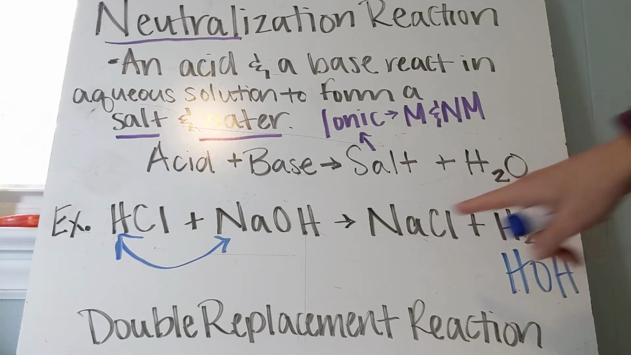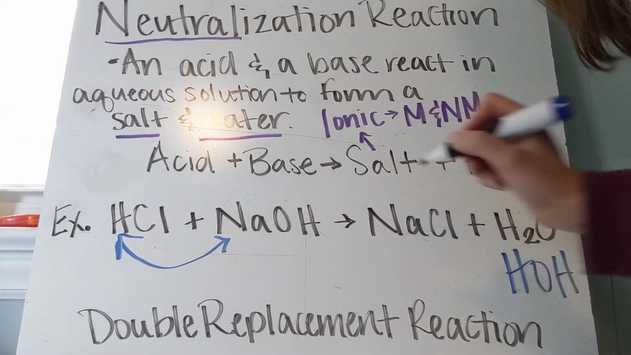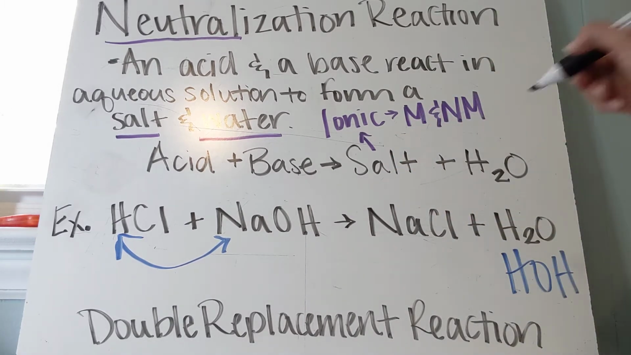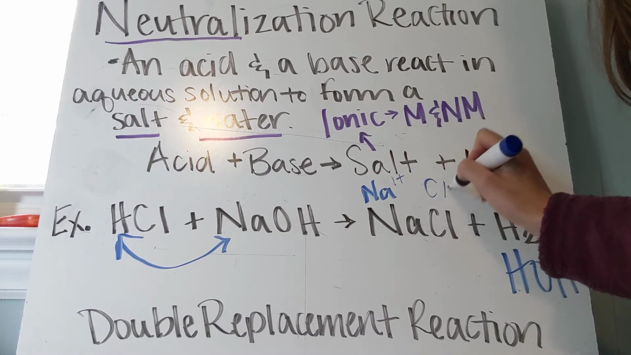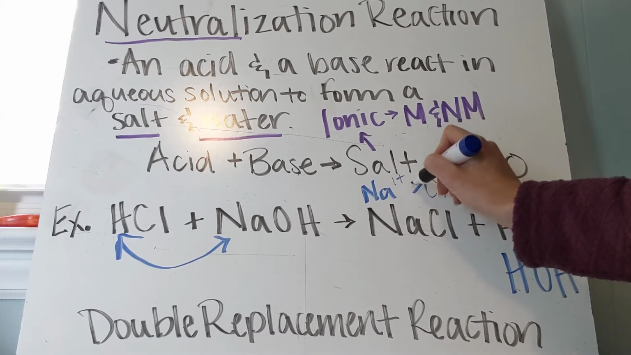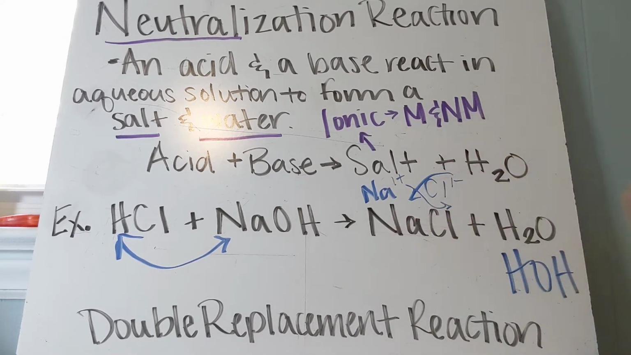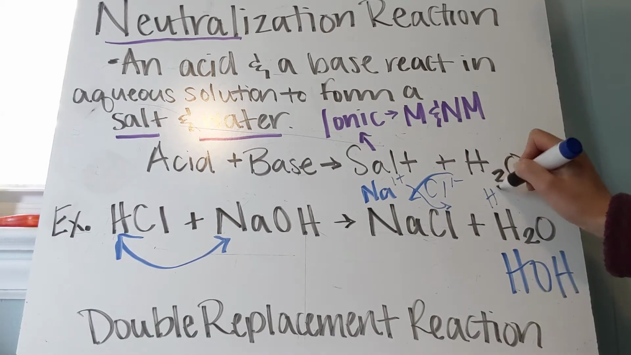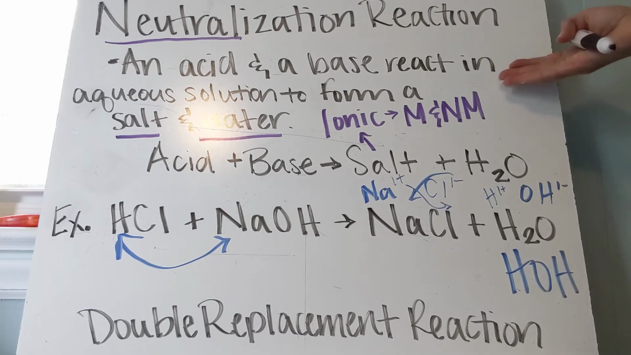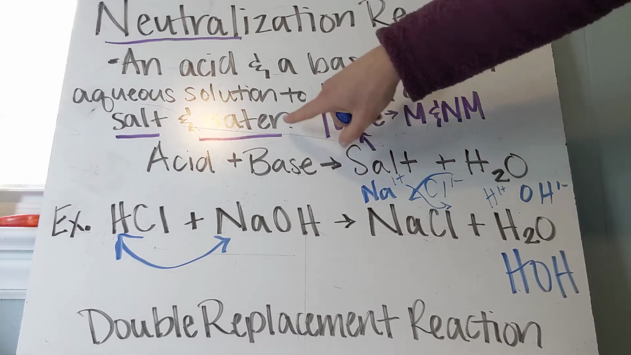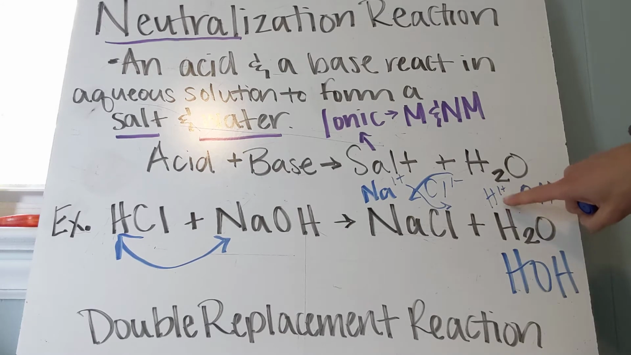The way that we figured out that this was the correct chemical reaction, remember, we always use our charges. So sodium has a 1 plus charge, chlorine has a 1 minus. We do the switch, and we get NaCl. Hydrogen has a 1 plus charge, hydroxide has a 1 minus charge, and we get HOH. Or you can remember back to our definition of a neutralization reaction where it forms water, and you can know that hydrogen and hydroxide are coming together. They're going to make that water.